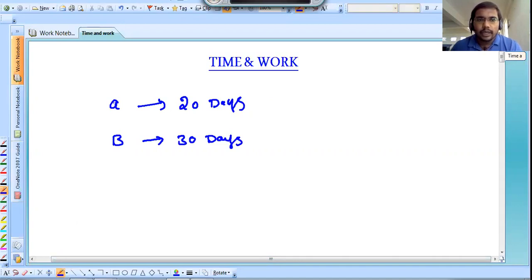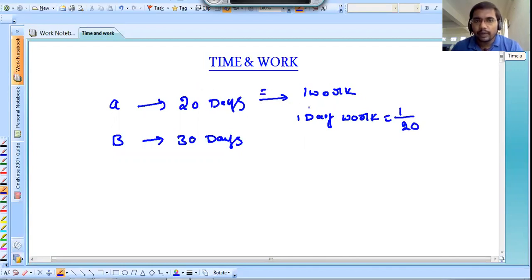So here A is completing one work in 20 days. Then 1 day work is equal to 1 by 20. See, in 20 days he completes one work, so for 1 day, the 20 goes to the denominator: 1 by 20. So 1 day work of B is equal to 1 by 30.